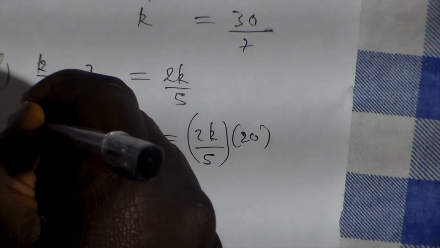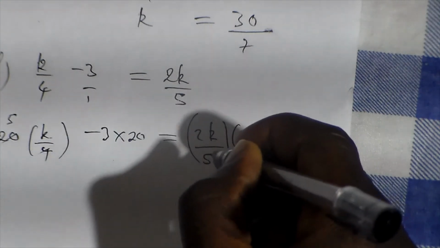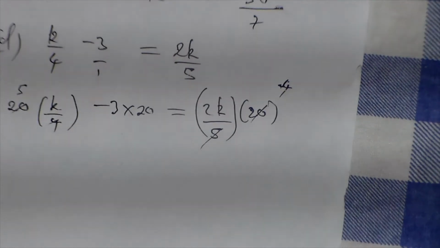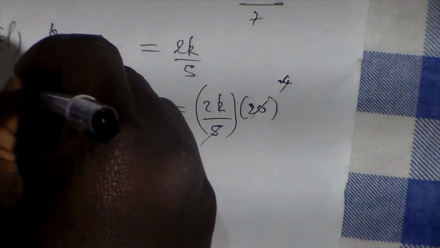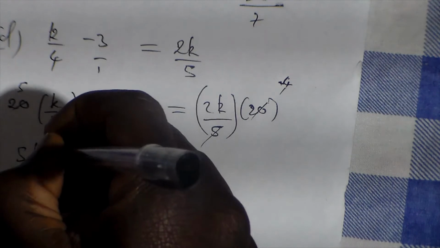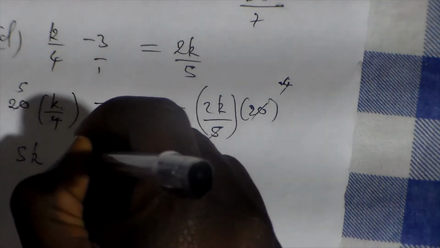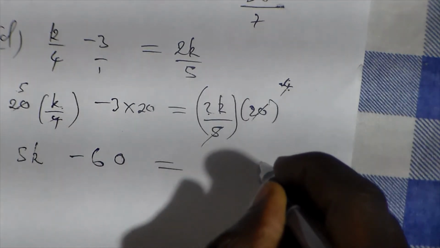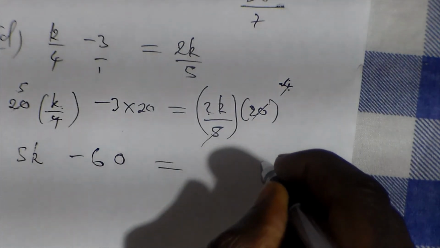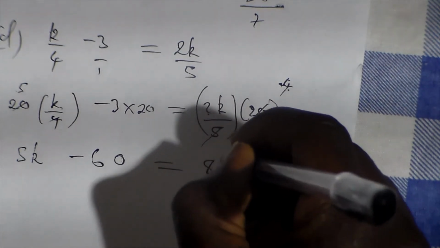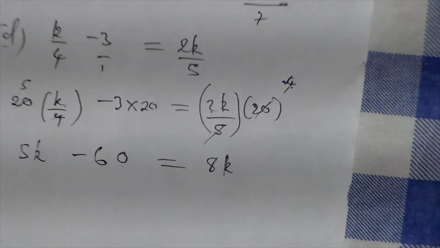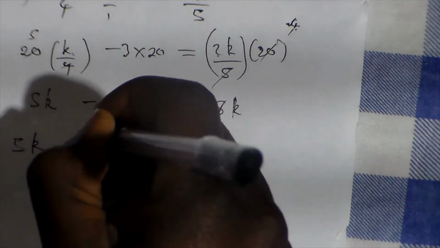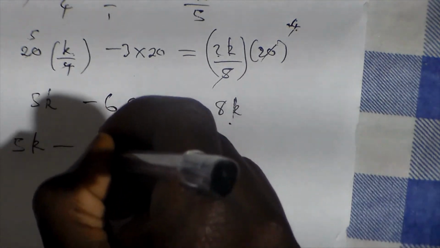Simplifying 4 into 20, that's 5. Then here we get a minus 16. Here we get a 4. 20 divided by 5 is a 4. 5 by k here we get a 5k minus 16 is equal to 2k times 4. I'm going to get an 8k. Okay, now grouping the k factors on one side so we can find the value of k.